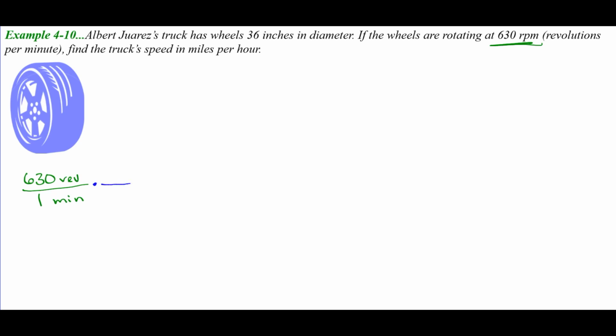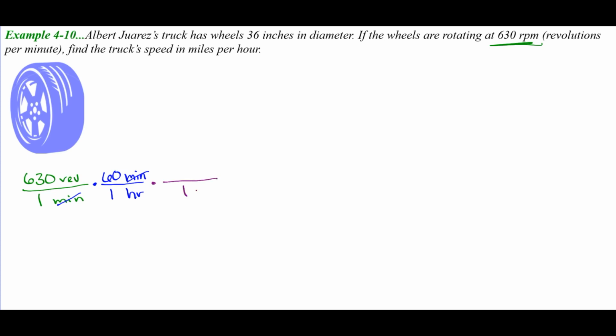So let's get rid of the minutes into hours first. I want to get hours in my denominator, so I can convert easily. 1 hour is 60 minutes, and then we can cancel out the minutes. So now I've got hours in the denominator, which is what I was asked for. So we're finished with the denominator part. So now we want to start converting revolutions into miles.